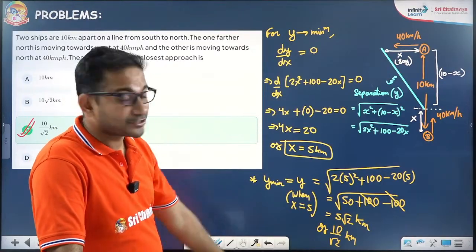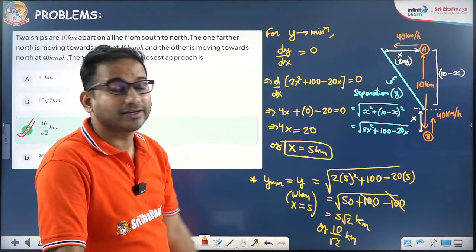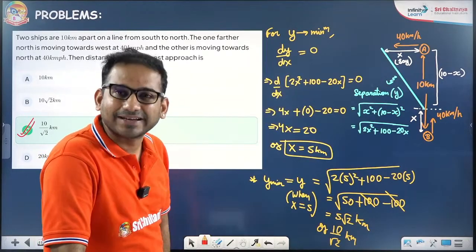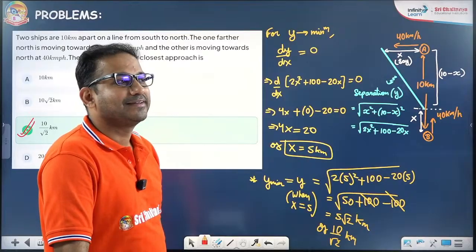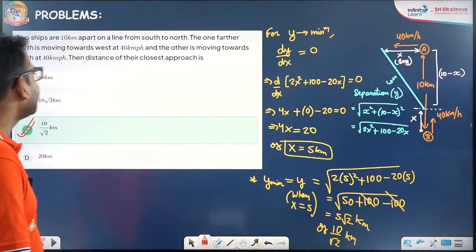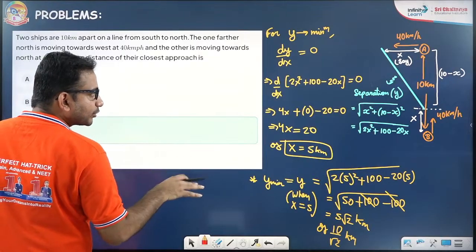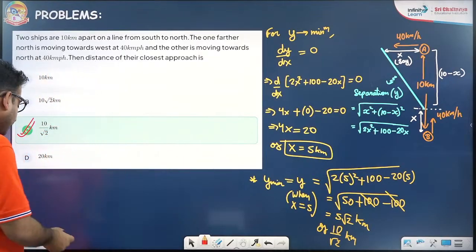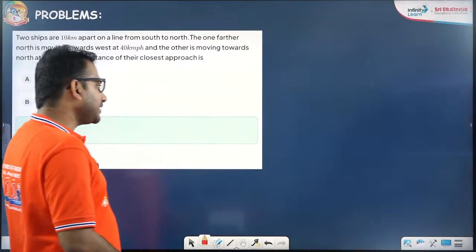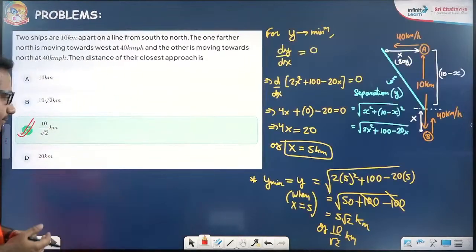X was not the separation. The separation was y, that was something in terms of x by using the Pythagoras theorem. Is that clear? Okay, so that is the situation. Now we are interested in doing the same problem by another approach, that is directly the symmetry method. Can I do that by symmetry here only?